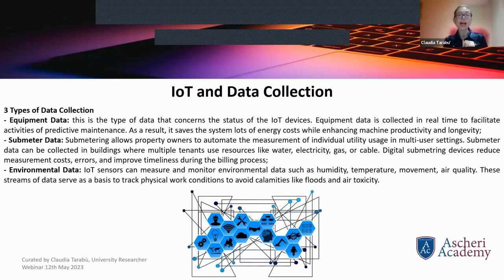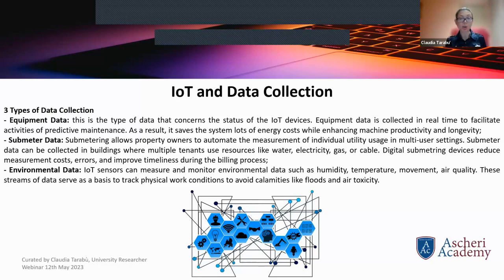The first data collection is the equipment data. So this is the type of data that concerns the current status of the IoT devices. Equipment data is collected in real time in order to facilitate activities of predictive maintenance. So it's very important, for example, in case of industries that use this kind of technology. As a result, it saves the system lots of energy costs while enhancing at the same time machine productivity and longevity.